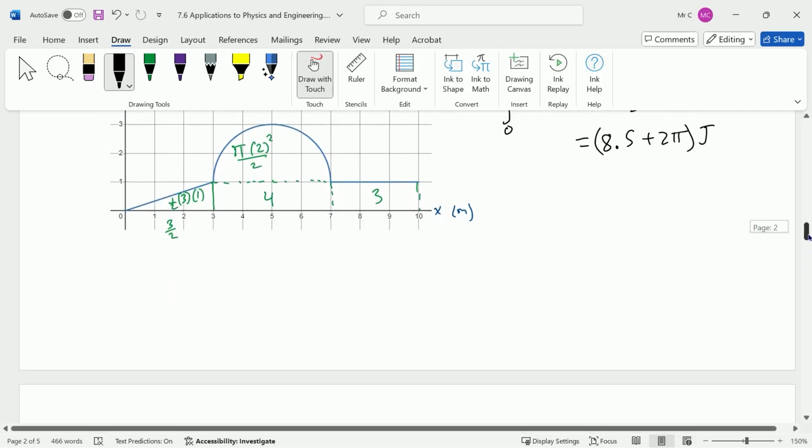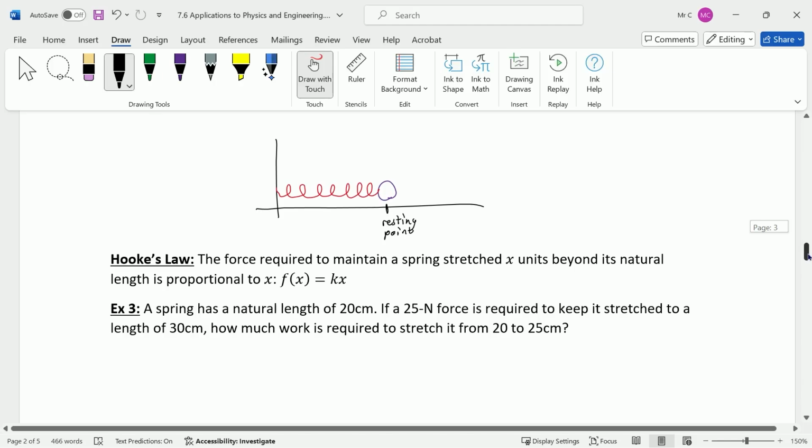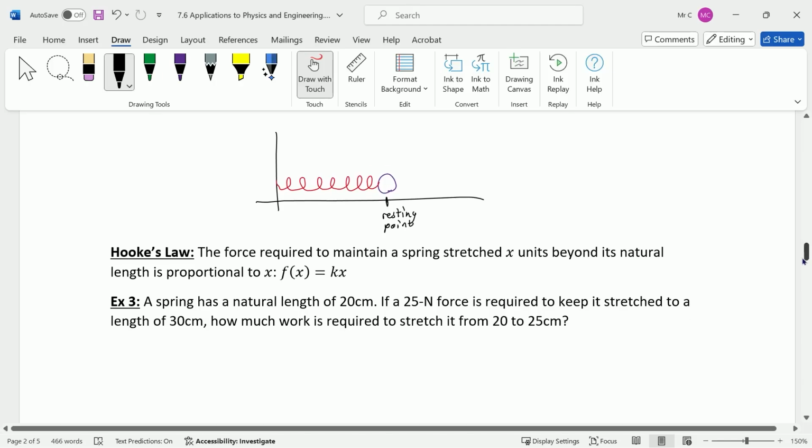Okay, moving on. So now we're going to talk about Hooke's law. We're going to do a problem on that.